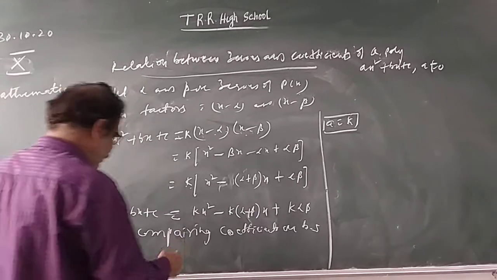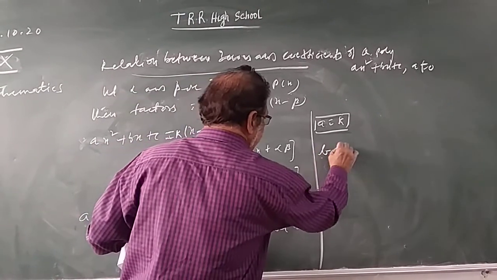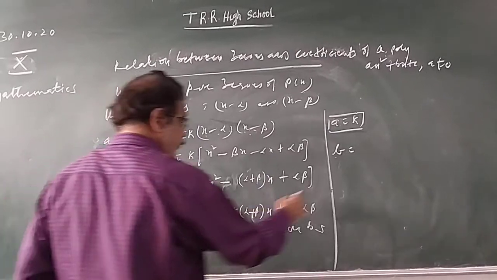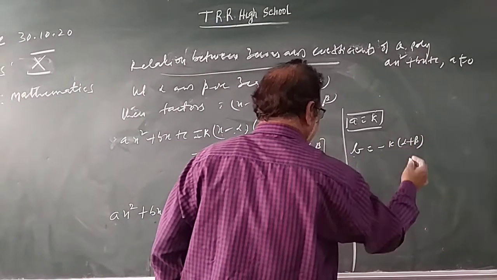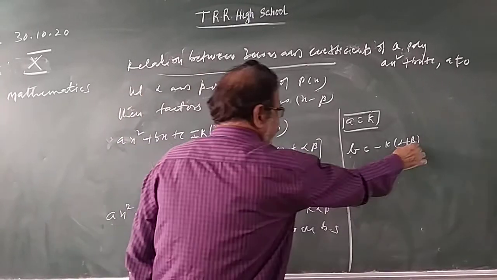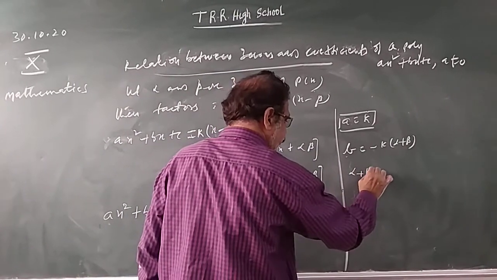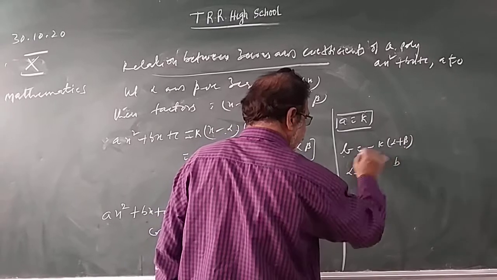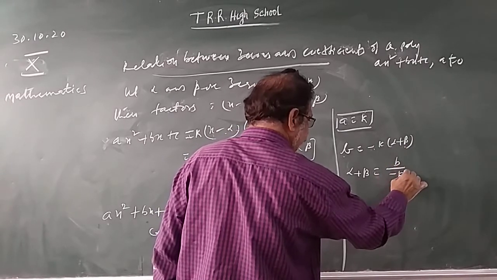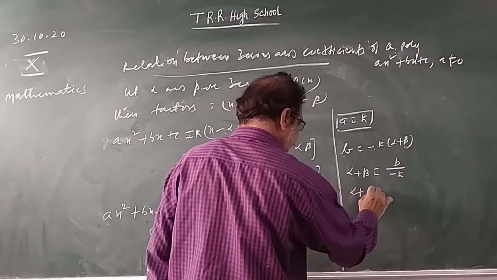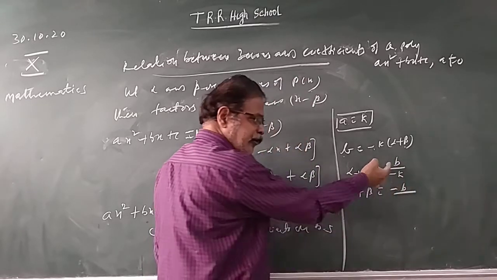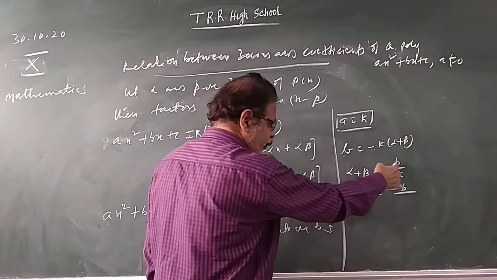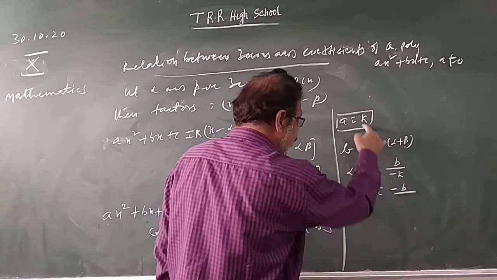A equal to K. Here the x coefficient is B, and here the x coefficient is minus K into alpha plus beta. So alpha plus beta is equal to B by minus K. You can keep the minus anywhere, in the numerator or denominator, so alpha plus beta is equal to minus B by K.